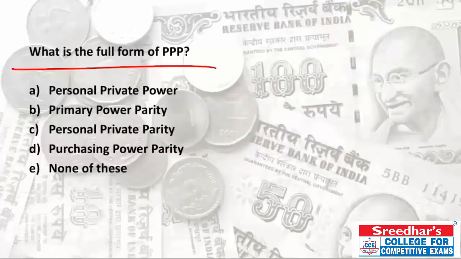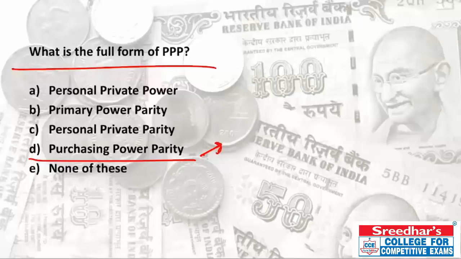What is the full form of PPP? It is purchasing power parity. So what is this purchasing power parity? It is the power with which you can buy anything. The World Bank uses the purchasing power parity conversion factor to represent the PPP exchange rate.